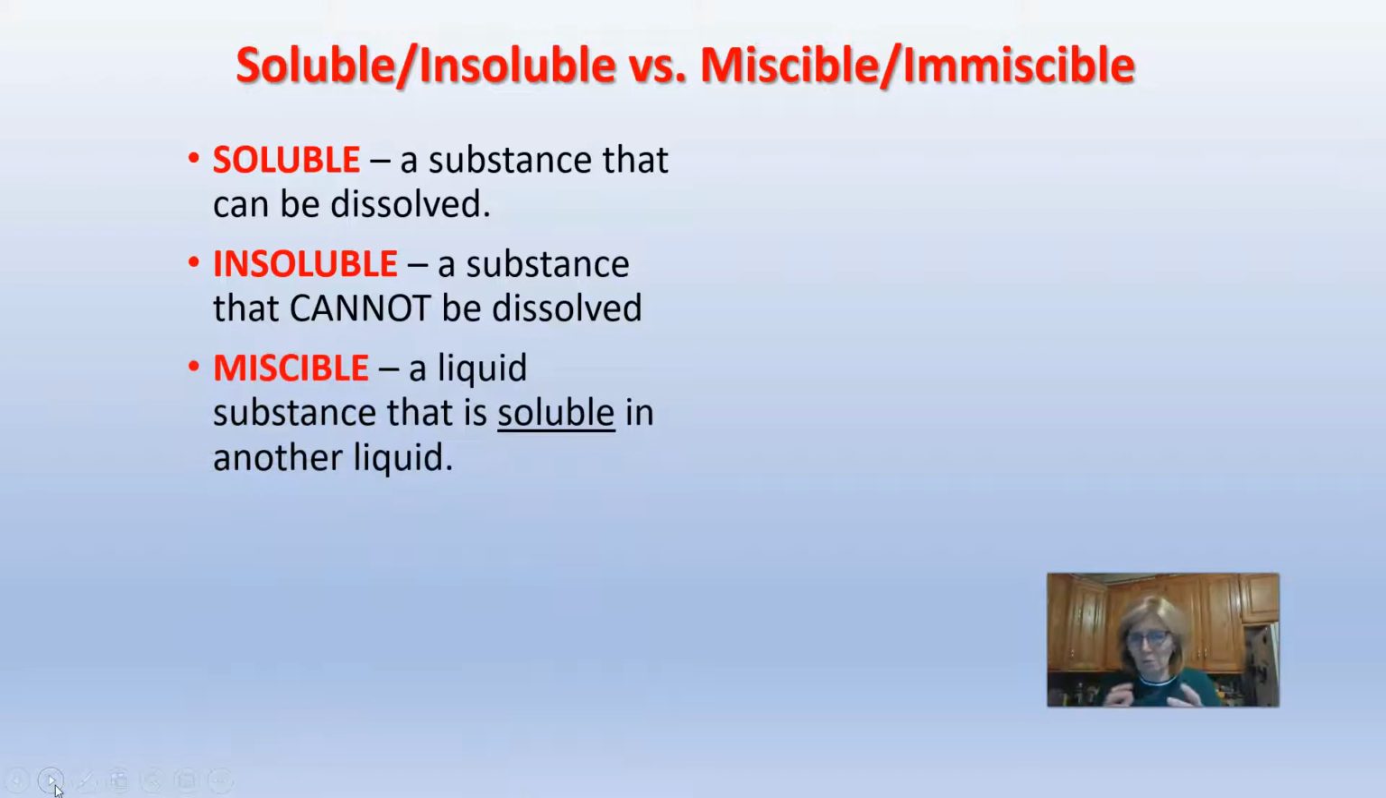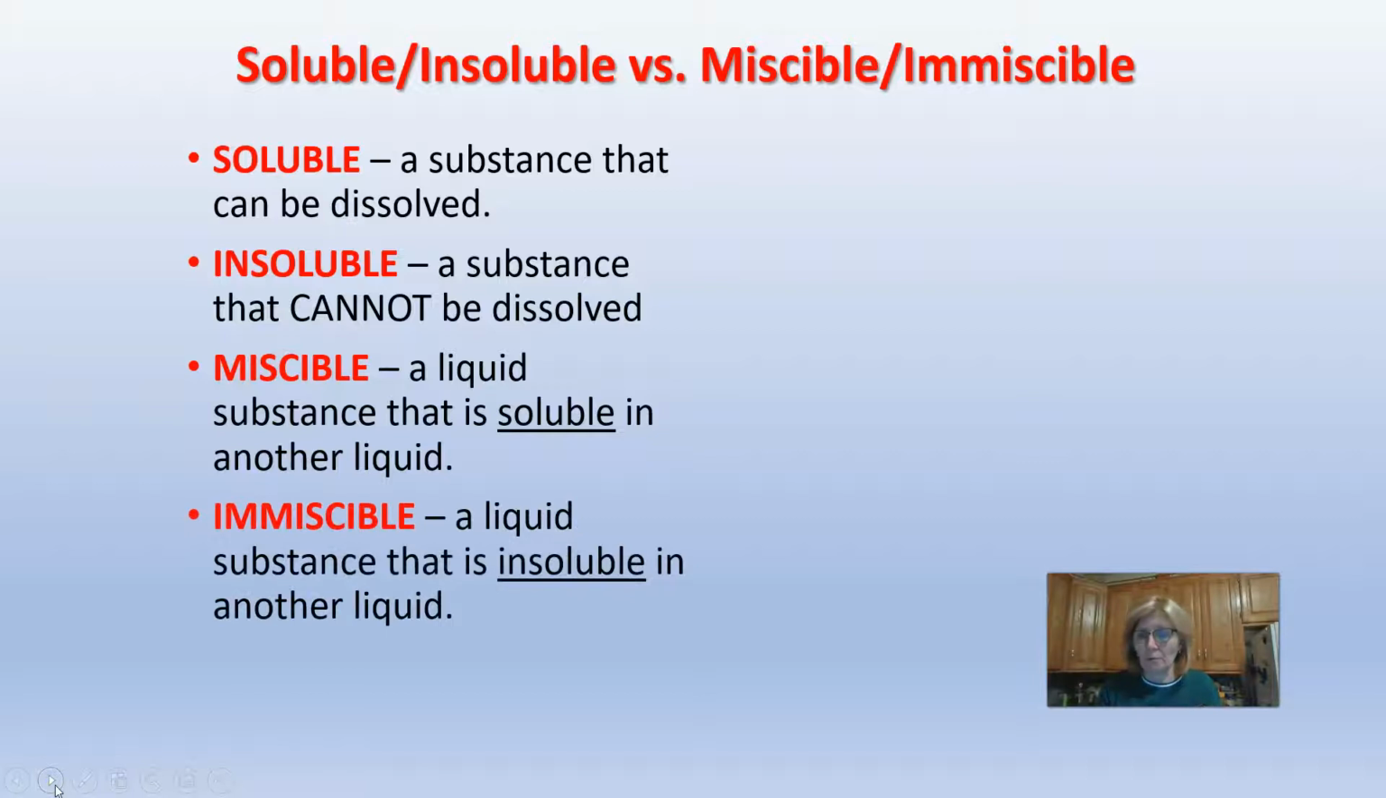Okay, so now the next one's called miscible and immiscible. And this gets a little strange too. So let me explain both of these. Miscible is basically a substance that can be taken in by the other liquid. We're going to call that soluble. So it's going to be a liquid that we can put into another liquid, and it just makes it disappear. Okay, we're going to do an experiment in a second. And then immiscible is a substance that is insoluble in another liquid.